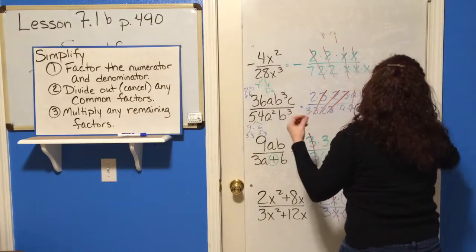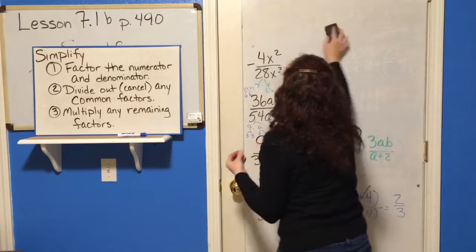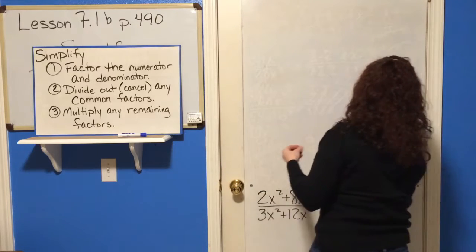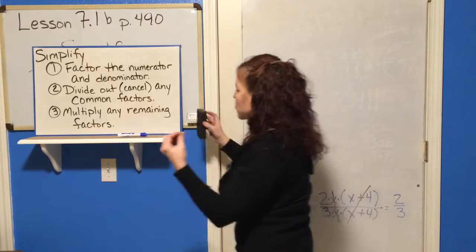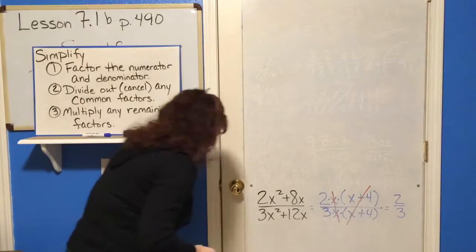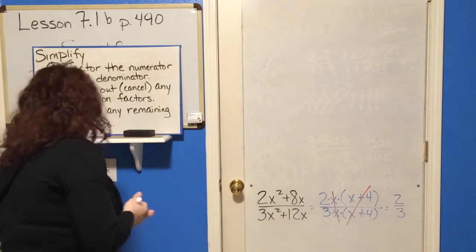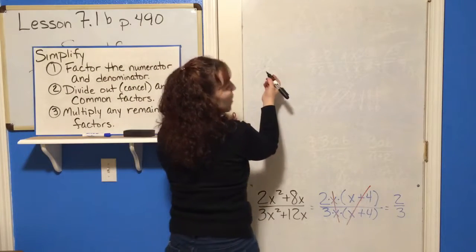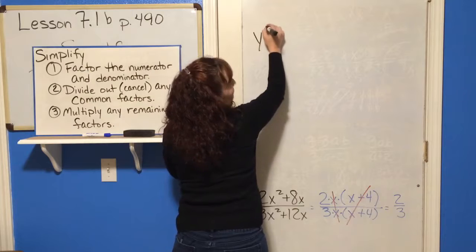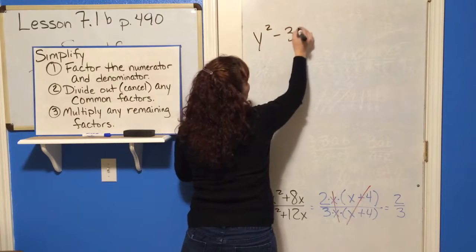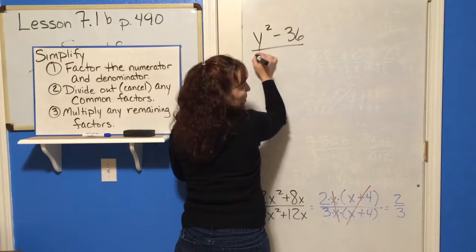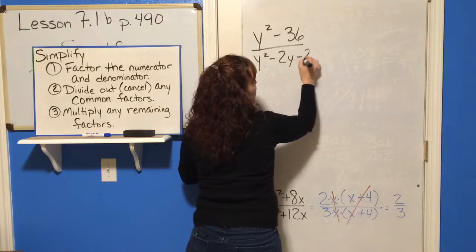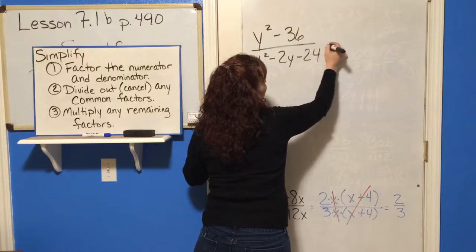So factoring the numerator, factoring the denominator, even if it seems like it's simple, simple, simple, go ahead and factor the whole thing. And then after it's factored, then you can start canceling. So I've got one more for you, and it is y squared minus 36 over y squared minus 2y minus 24. Okay, here we go.